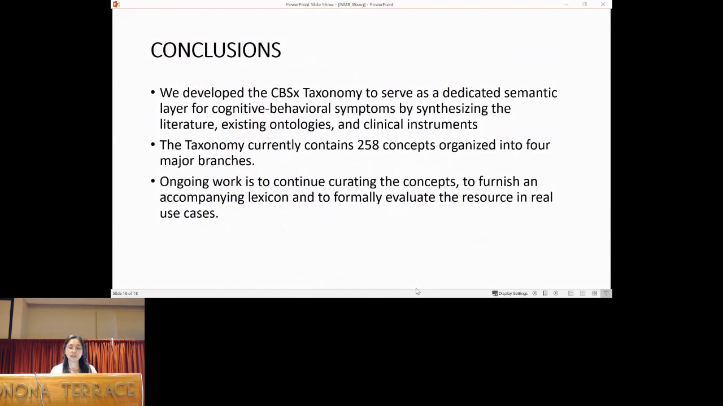In conclusion, we developed this taxonomy to serve as a dedicated semantic layer. We synthesize the literature, existing ontologies, and clinical instruments. This taxonomy is publicly available, and ongoing work is to continue curating and updating the concepts. Maybe in the future we'll add more relations between the concepts, and then we'll try to collect more concept variants from clinical notes, to serve better for the downstream application.